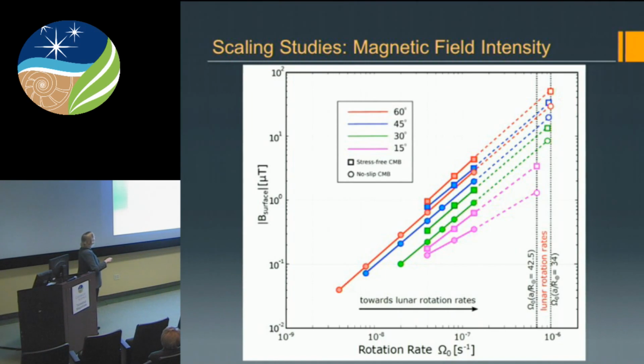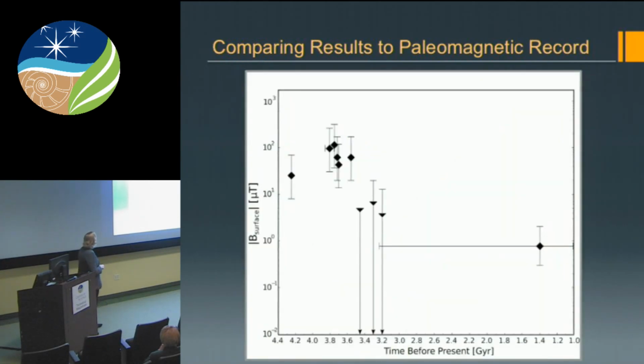So what you can see is that you start with very intense fields, and then as time goes on and you move further away, the fields get weaker and weaker. But the intense fields initially are quite strong, tens of microteslas. Okay? So going back to the lunar paleomagnetic record, again, we had time before present, and we had surface field intensity, and these are the samples.